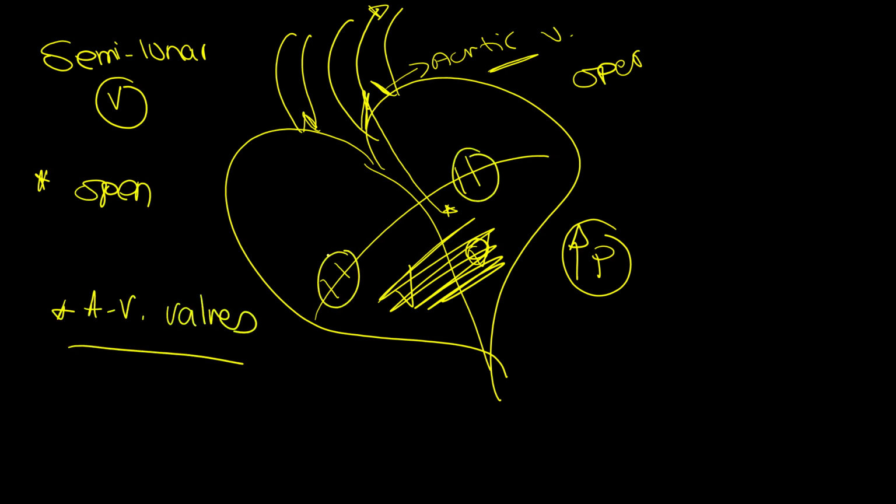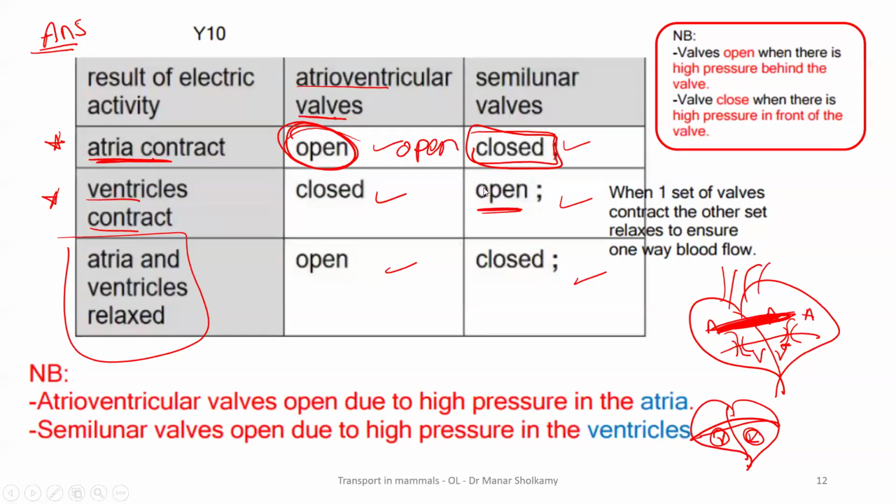Close. Like the mitral valve, they will close. Why? Because there is an increase in pressure in front of the valve. That will make it close. So going back to this question, because this question is important: when the ventricles contract, any contraction means there is high pressure in the ventricles. Ventricles will contract, atrioventricular valves will close to prevent the backflow of blood, and the semilunar valves will open.